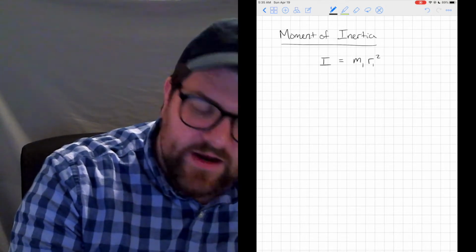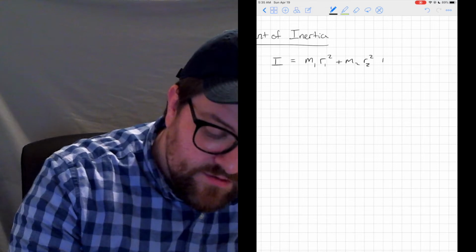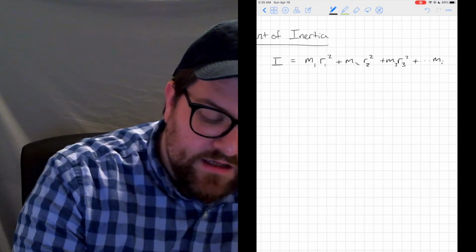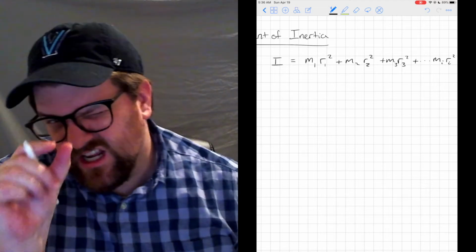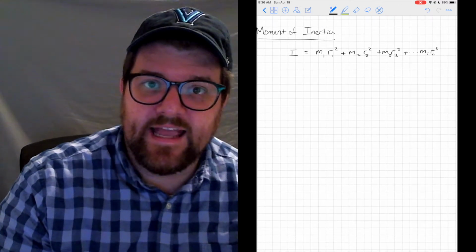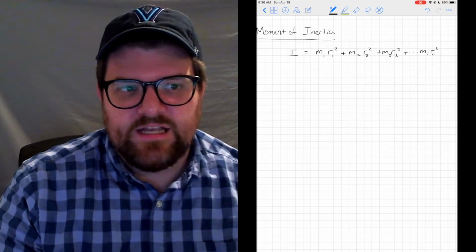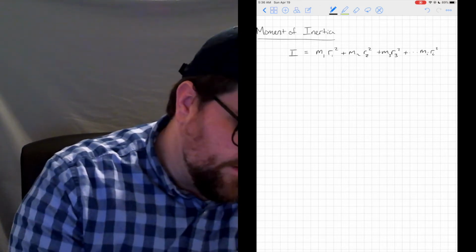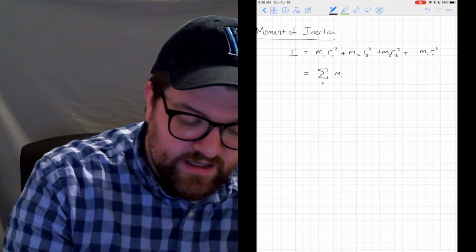Anyways, I is equal to m1 r1 squared plus m2 r2 squared plus m3 r3 squared plus dot dot dot, mi ri squared. So it's again a sum, and we're breaking it into these really small chunks of m. I can't get away with just saying the big mass M unless I'm doing a full integration and showing it rigorously mathematically. So really this turns into the sum over i of mi ri squared.